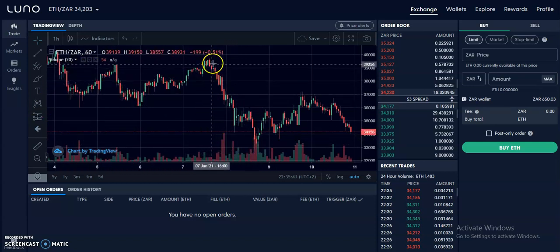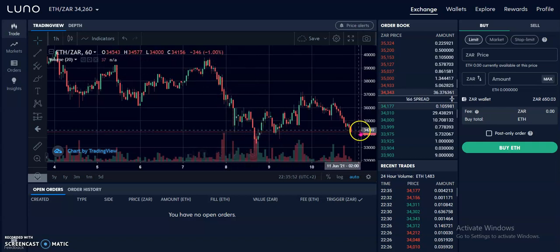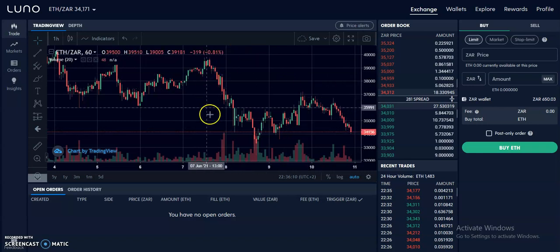So you can see one of the previous highs that we had, which was on the 7th of June, was sitting close to 40,000 Rand. And currently, today is the 10th of June. 3 days later, the market is sitting at roughly 34,239 Rand. So it has dropped quite a bit. So that's the beauty of crypto. In the volatility, that's where the opportunity lies.